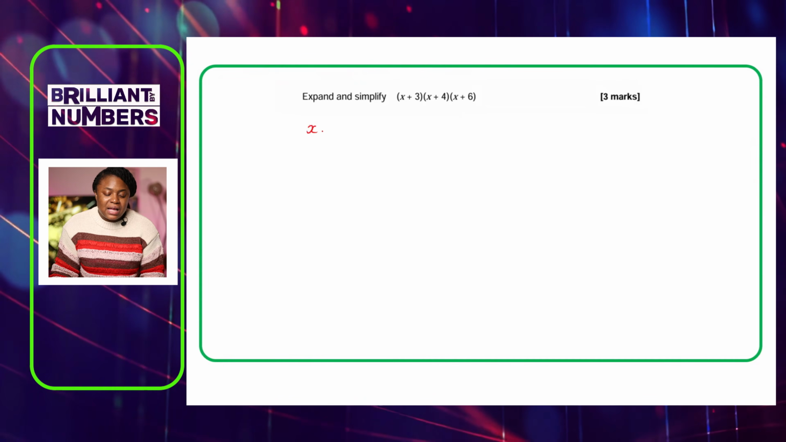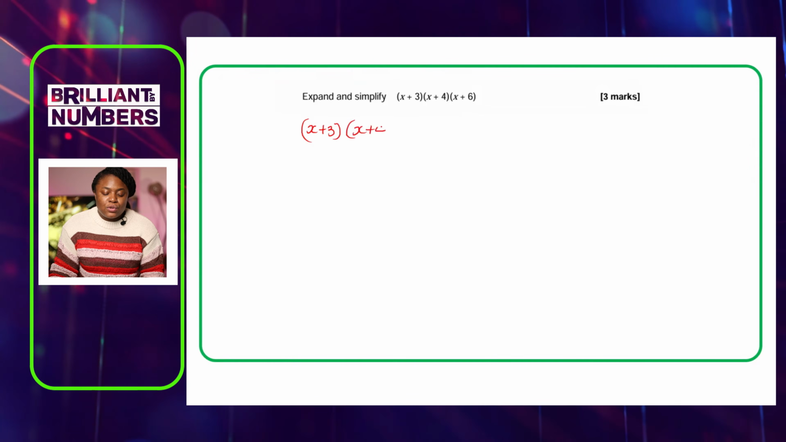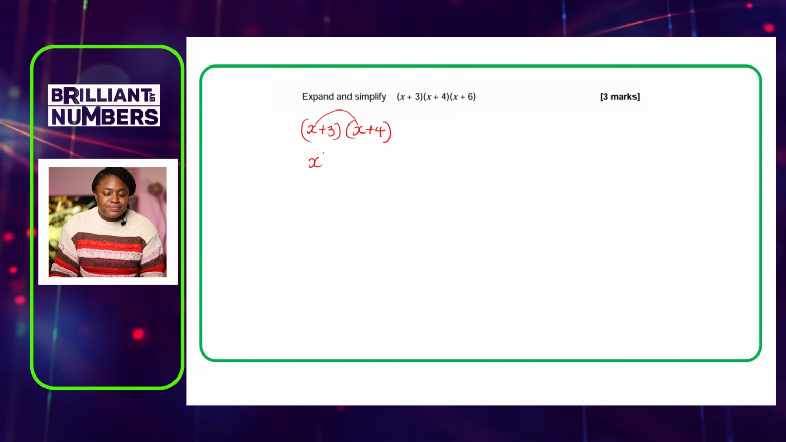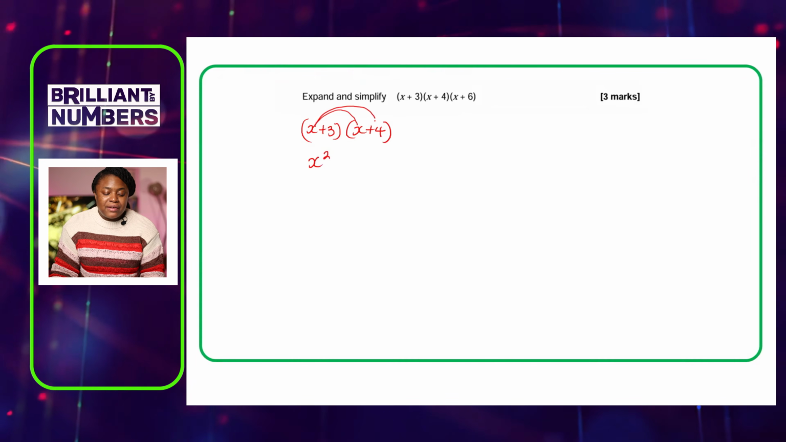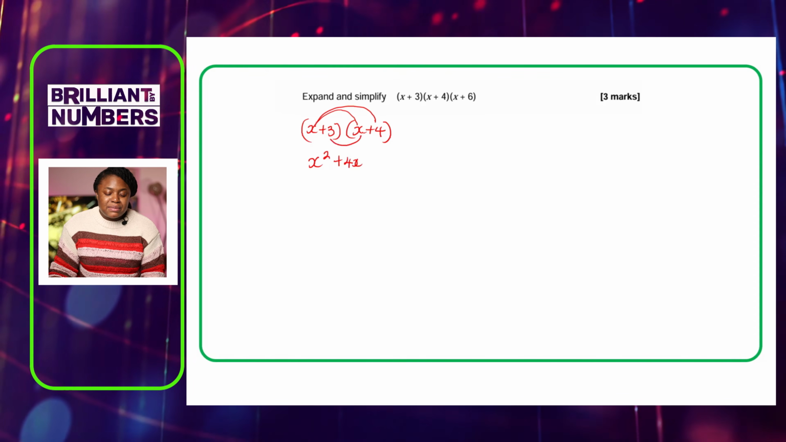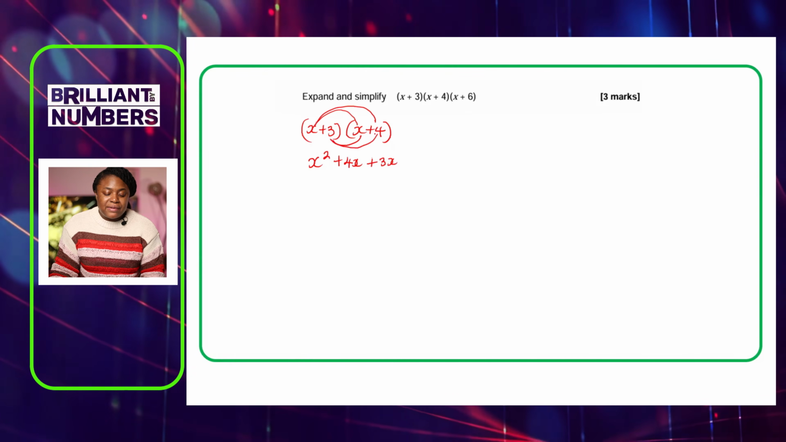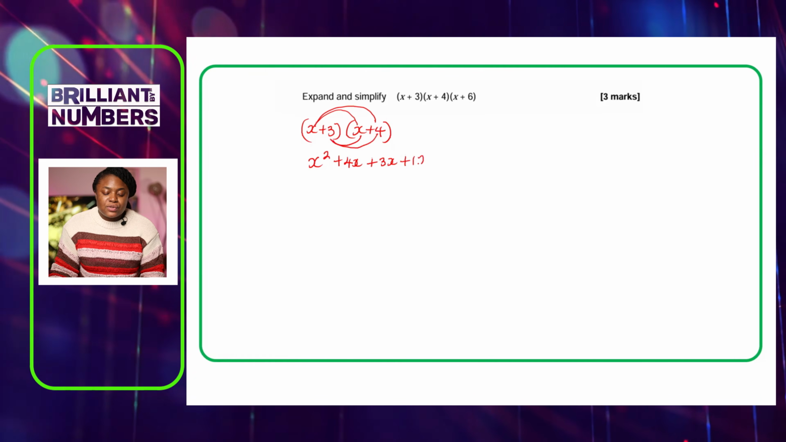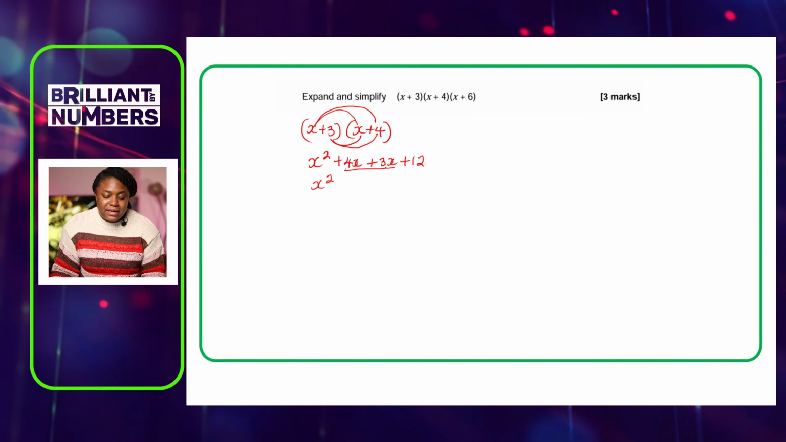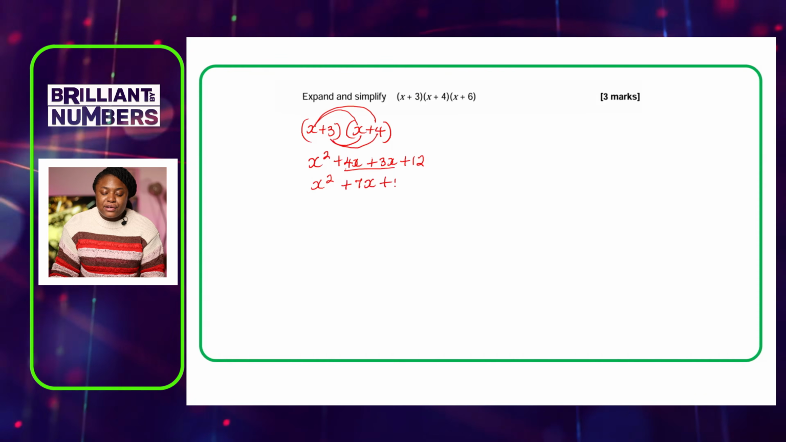So x add 3, x add 4. So we go ahead and we do x times x, which is x squared. x times by 4 is 4x. 3 times x is 3x. And 3 times by 4 is 12. So we're just going to simplify that. So we get x squared. The x terms simplify: 4 add 3 is 7. So that's 7x add 12.